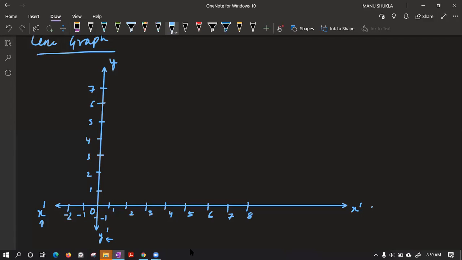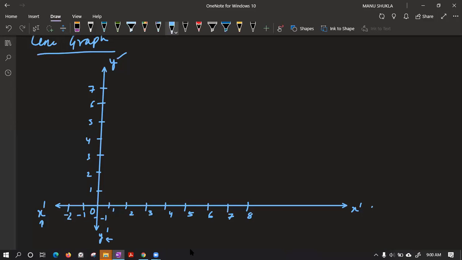Now, class, please see. We have discussed in the number line that the numbers on the right of 0 are taken positive and the numbers on the left of 0 are negative. Do you remember this? We studied it in chapter number 1, number line. Whatever is on the right of 0 is positive and increasing, and whatever is on the left side is decreasing and becoming negative. Same thing with the y-axis also.